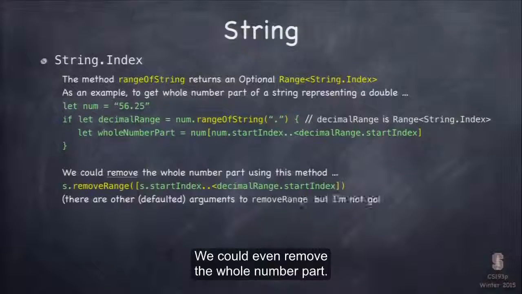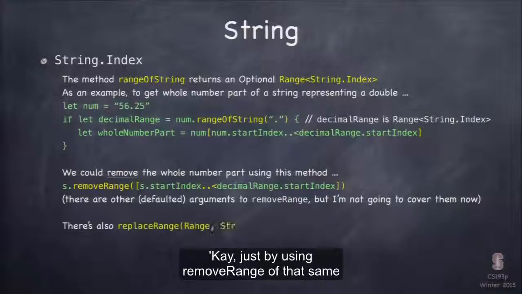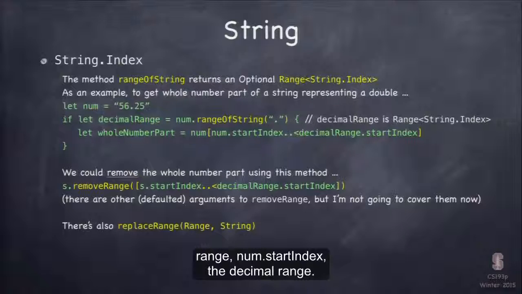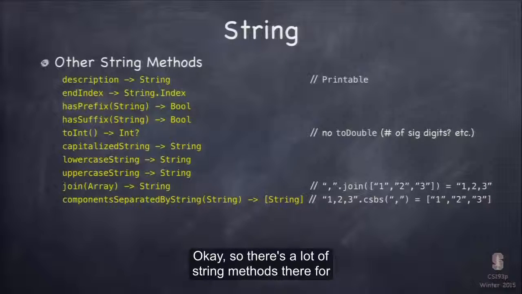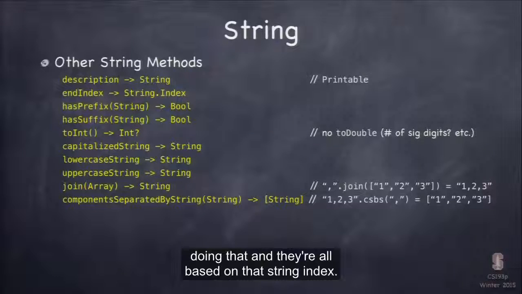We could even remove the whole number part, just by using remove range of that same range, not start index to the decimal range. Or we can replace the range with other things, etc. So there's a lot of string methods there for doing that, and they're all based on that string index.